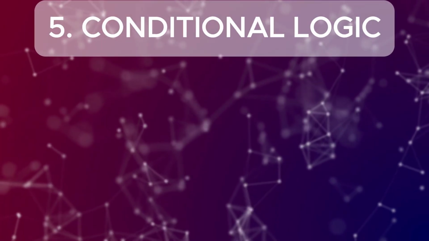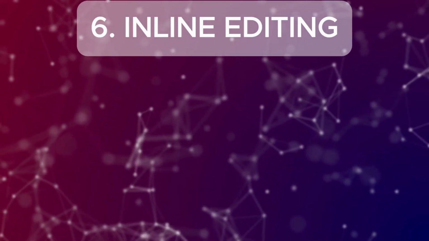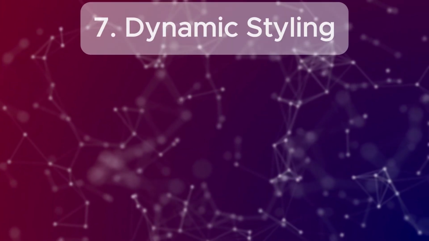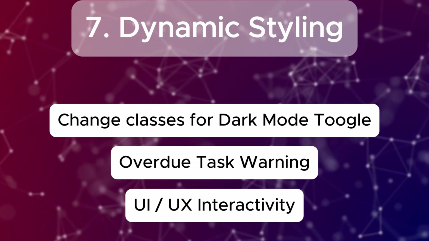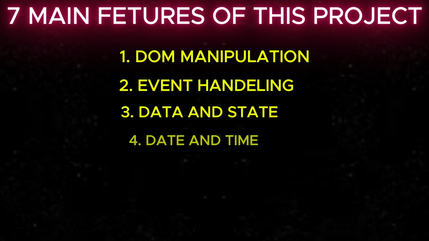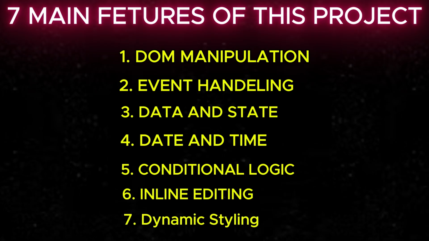Fifth, conditional logic: task filtering, completion status and overdue warning. Sixth, inline editing: updating task text and deadlines directly in the list. Seventh, dynamic styling: changing classes for dark mode, overdue tasks and UI interactivity. There are a lot more things that you are going to learn after completing this video, but these are the 7 main features that you are going to learn and understand after completing this video as a JavaScript project.